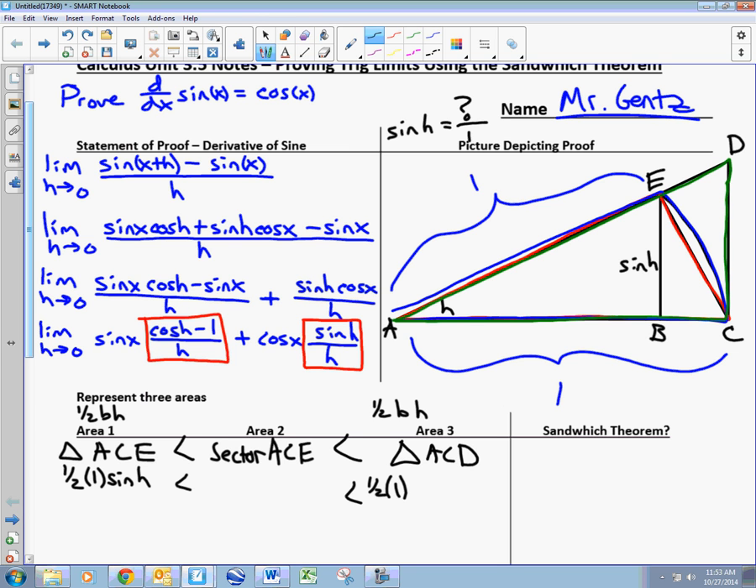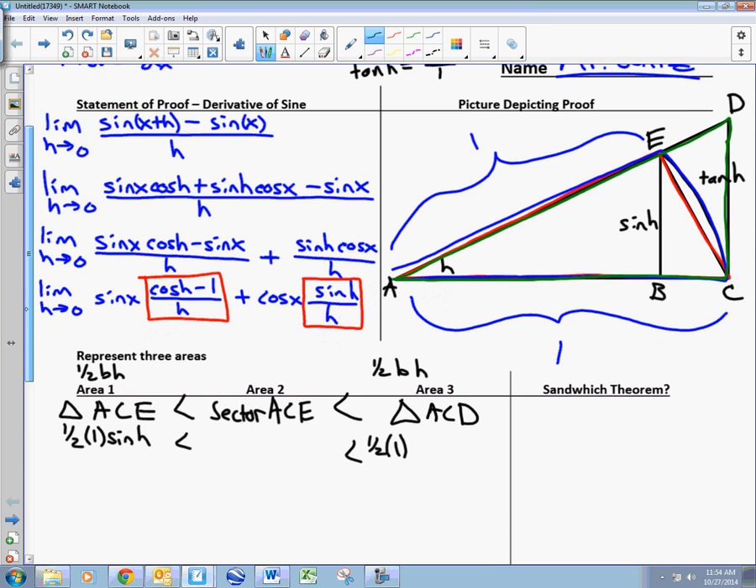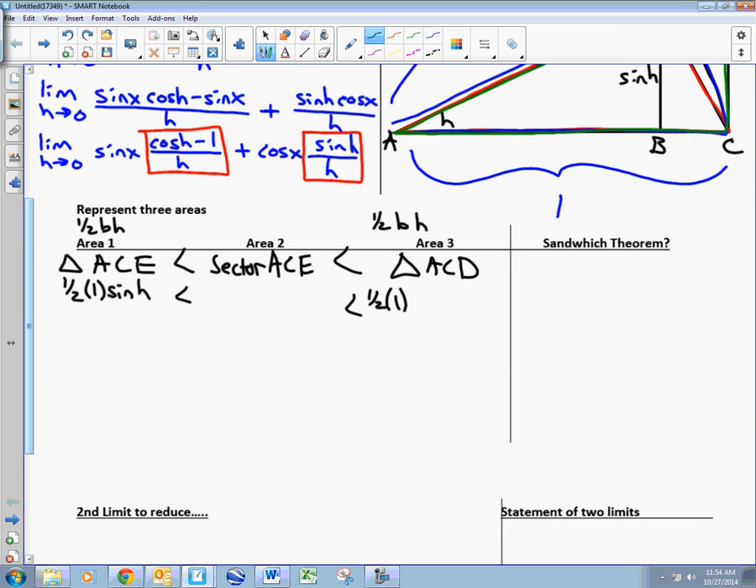Side CD is going to be tangent because now we're going to try to write an expression for this one. I'll write it like this. Side CD, tangent of H is equal to opposite, which is CD, over adjacent. What's the adjacent length? 1. So therefore, length CD is equal to tangent of H. Are you okay with that? All right, so I've got 1/2 times 1 times tangent of H.